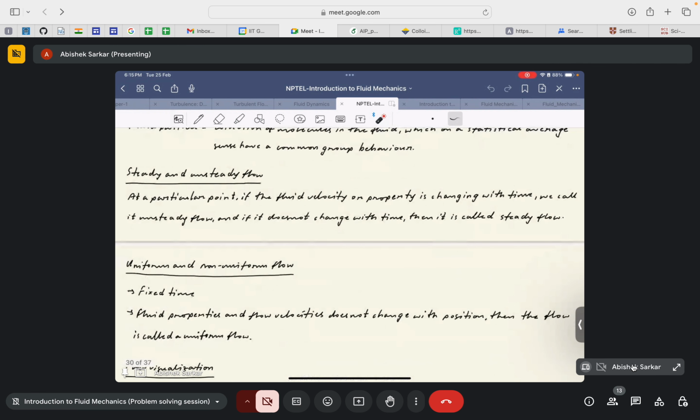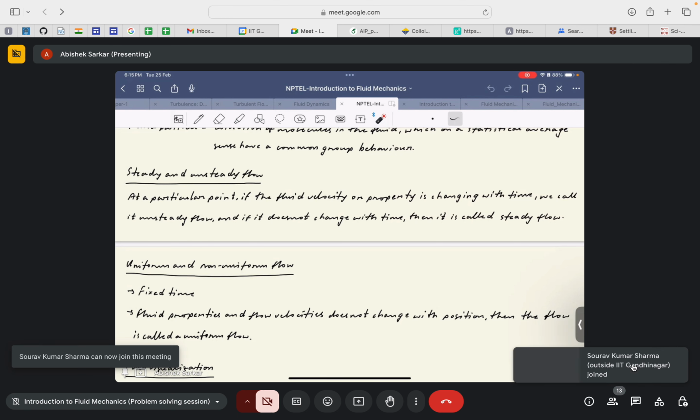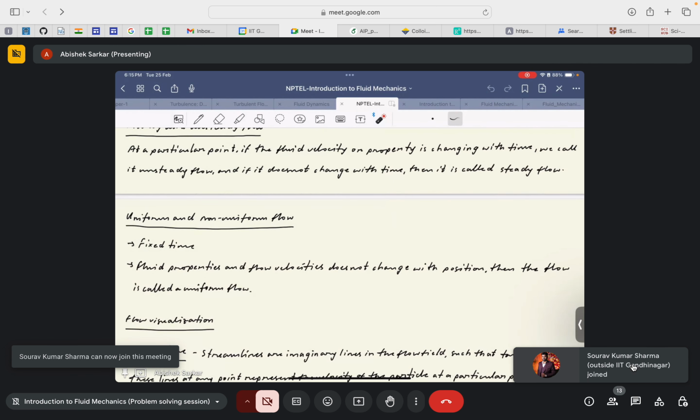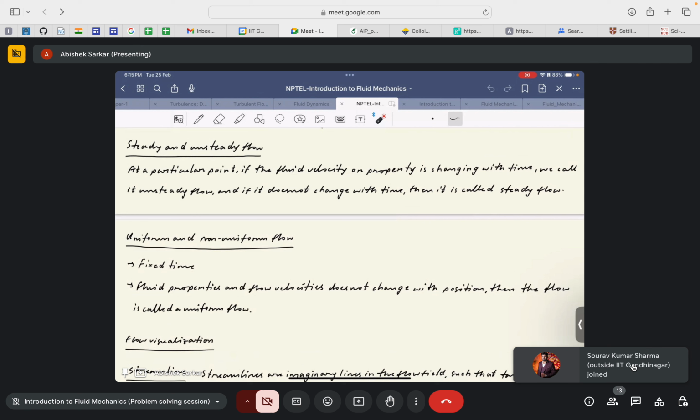Then we look into the concept of steady and unsteady flow. As the name suggests, it is quite self-explanatory. Steady flow means that the flow parameters or the flow properties are independent of time. Okay, they do not vary with time. Similarly, an unsteady flow means that the flow parameters or flow properties vary with time. Or formally defining it, at a particular point, if the fluid velocity or any property is changing with time, we call it an unsteady flow. Or else, if it does not change with time, then it is called a steady flow.